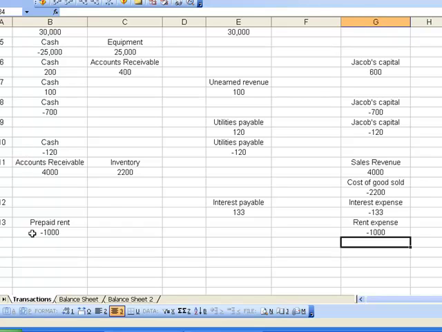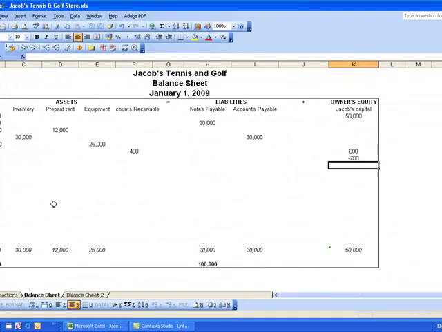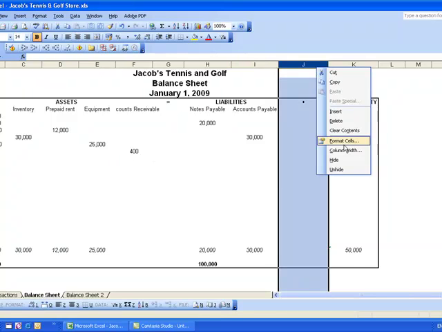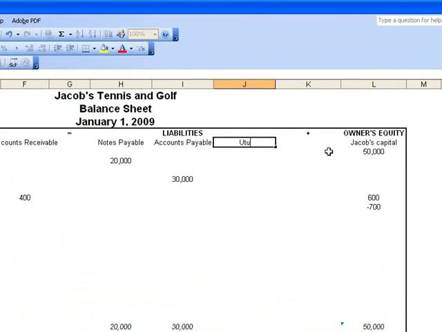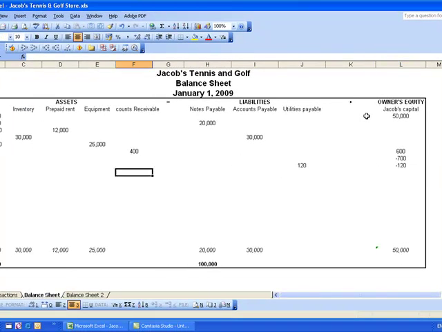Transaction number 9, utilities payment of 120. So we have another additional item for liabilities, which is utilities payable 120, and also utility expense, which is on the owner's equity, again a minus number, as we haven't paid it by cash.